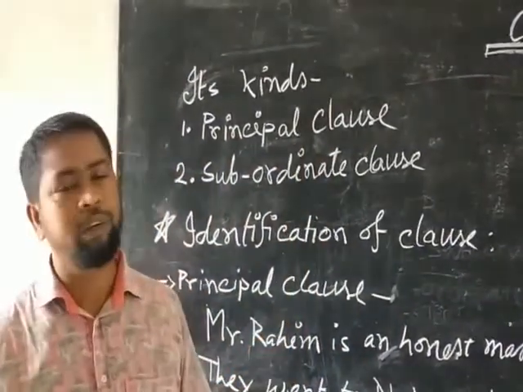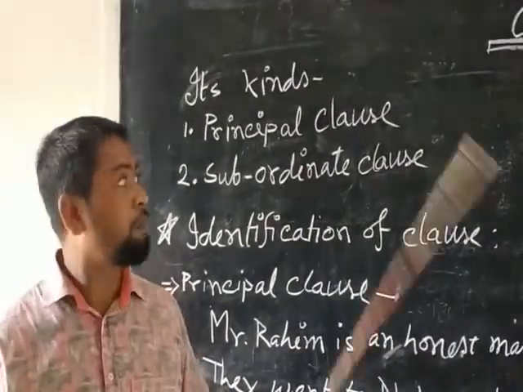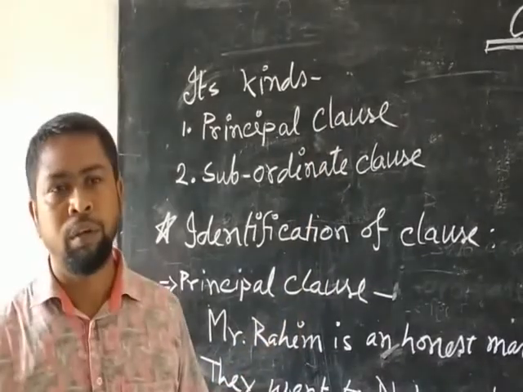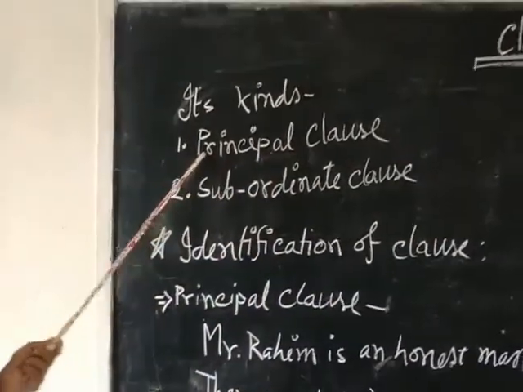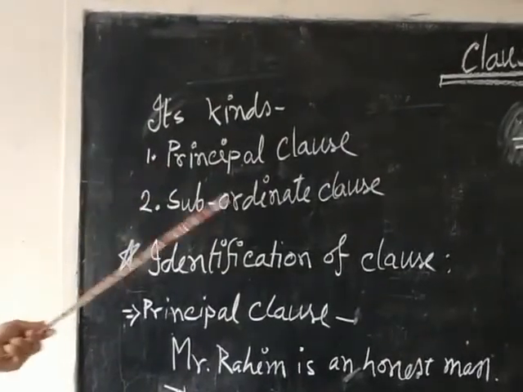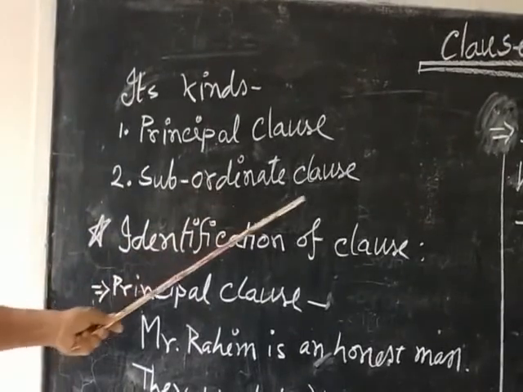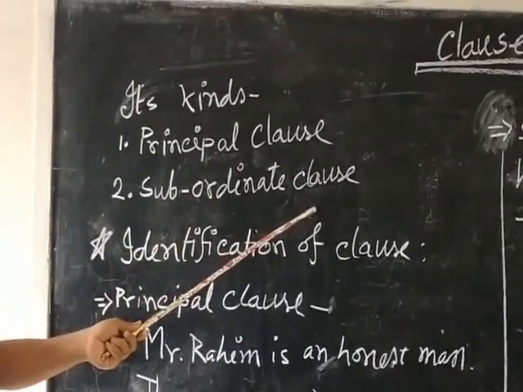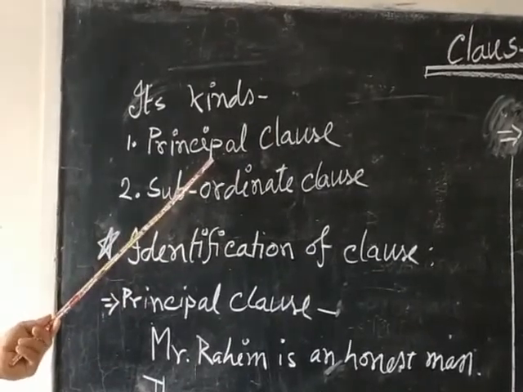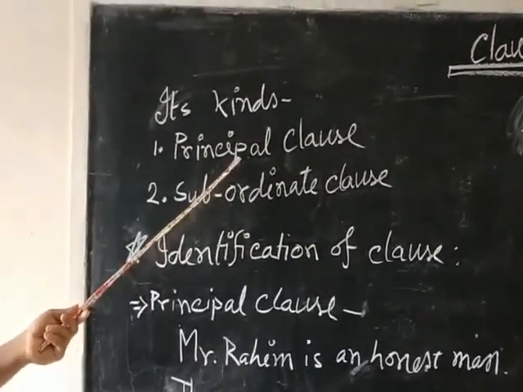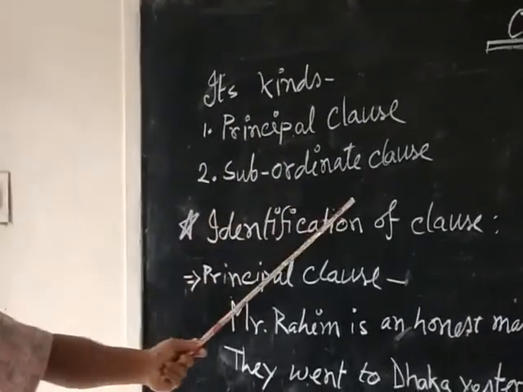Its kinds: mainly there are two kinds of clause. Number one, principal clause. Number two, subordinate clause. My students, listen to me: principal clause and subordinate clause.